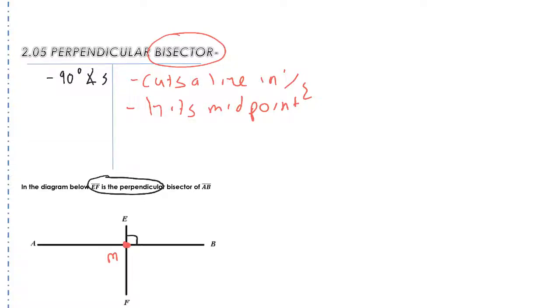Now we've got to make sure we know what it's the midpoint of. EF is the bisector of AB. AB is being cut in half, so AM is equal to MB. So there's two things we know: the lines are perpendicular, making 90-degree angles, and it goes through the midpoint of the line. So let's see how we find the perpendicular bisector if we know those things.